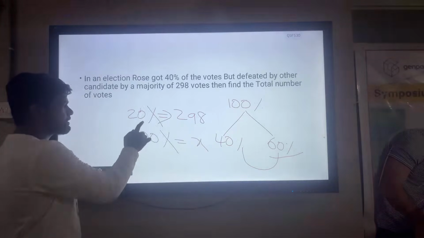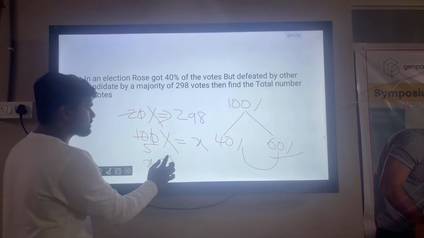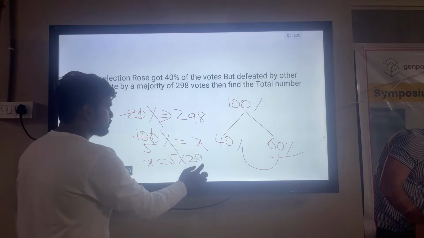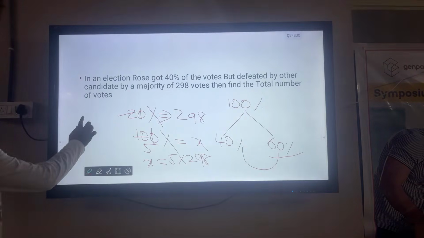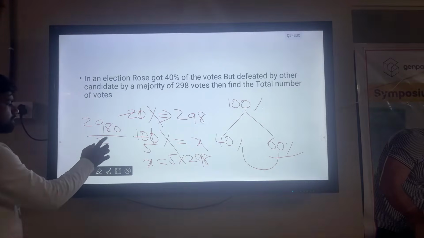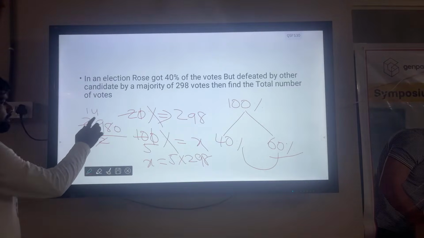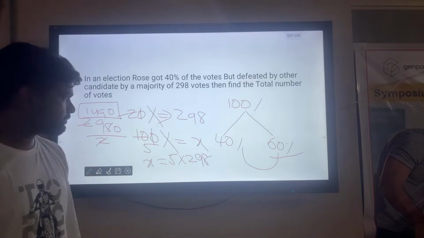Percentage cancel, zero cancel, 2 ones are 2, 5. When you cross multiply, x is equal to 5 into 298. Or otherwise you can say 298 0 by 2 also. 2 ones are 2, 4, 2 nines and 0. 490.